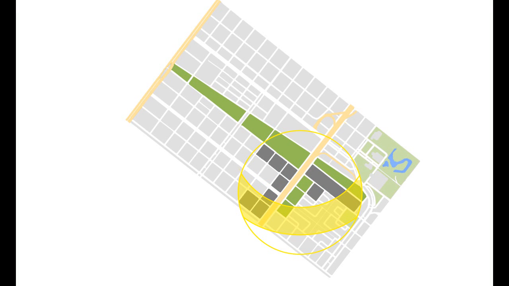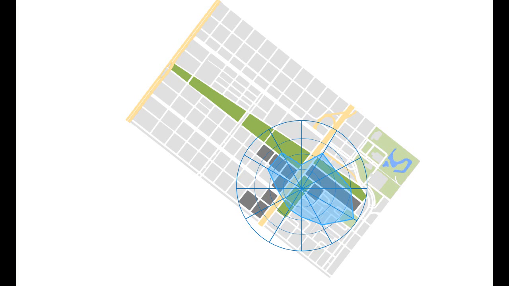This next diagram shows the sun throughout the year. This wind diagram shows that most of the wind predominantly comes from the southeast.